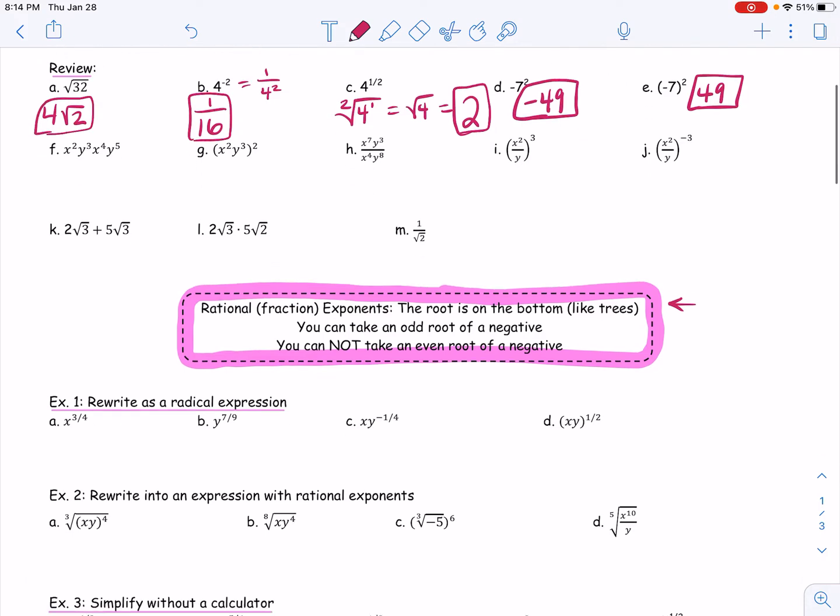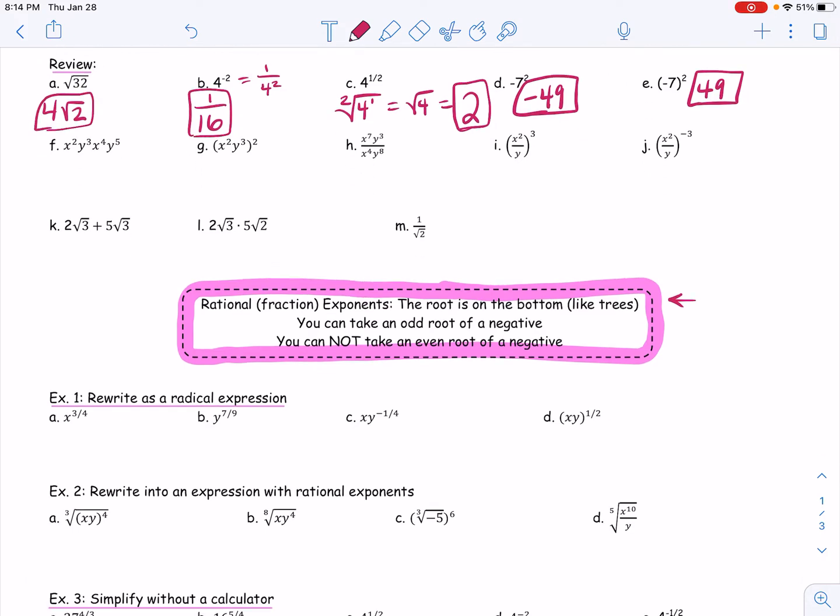Okay. In F, we are multiplying some variables together with exponents. So anytime we have the same variable and they're being multiplied, we are going to add the exponents. So this means I'm going to have x to the 6th power and y to the 8th power.